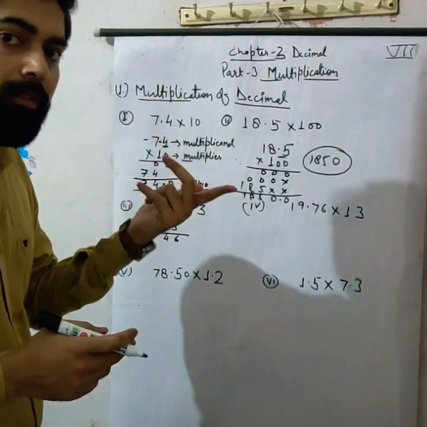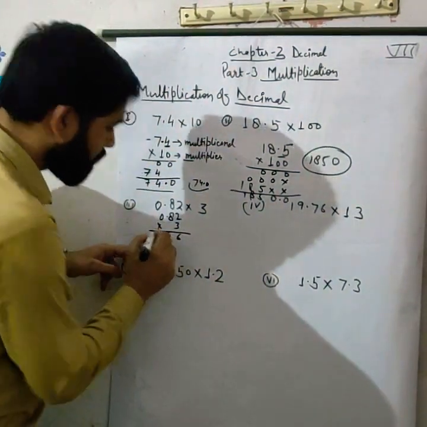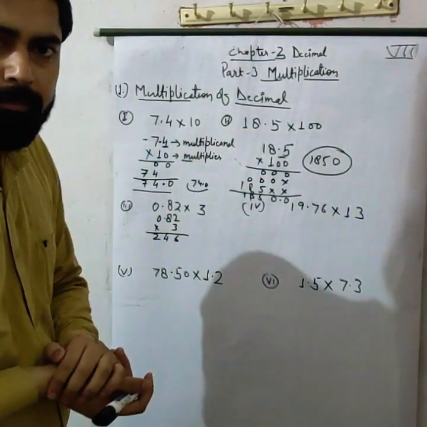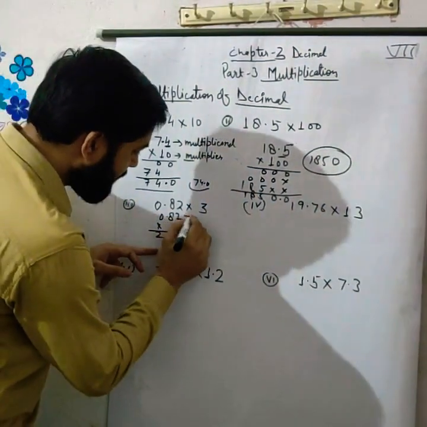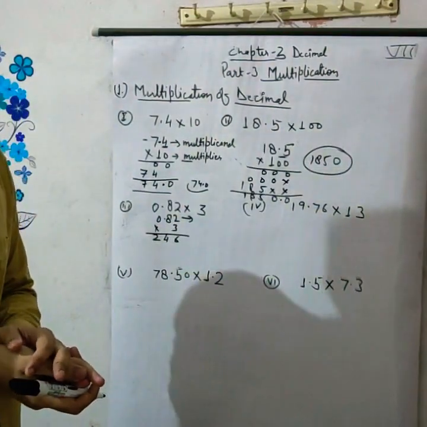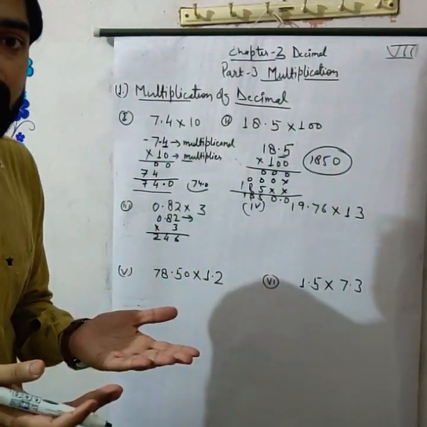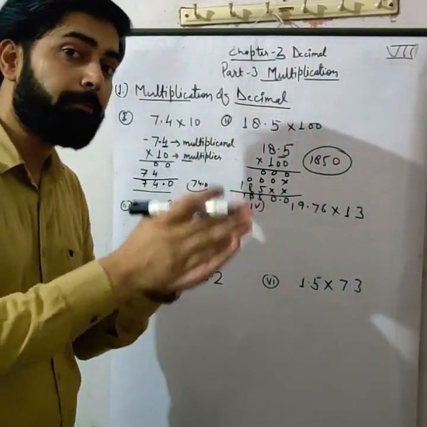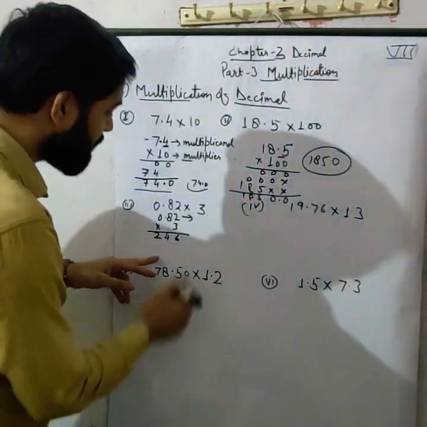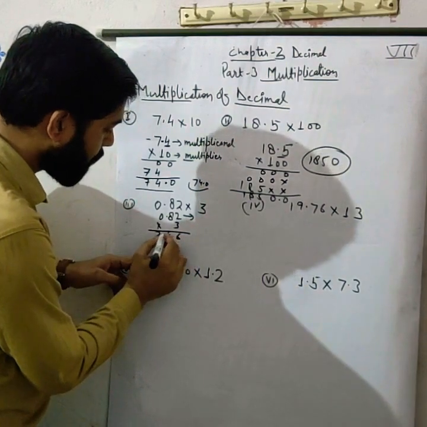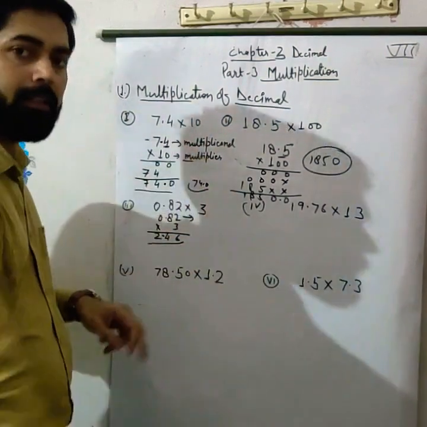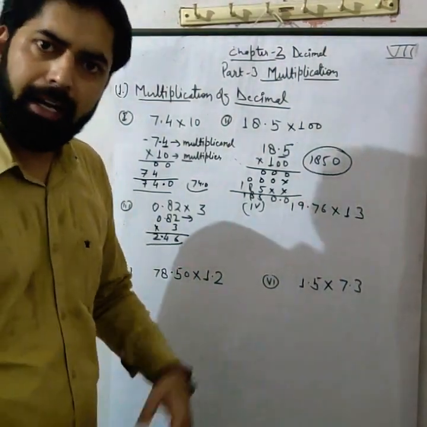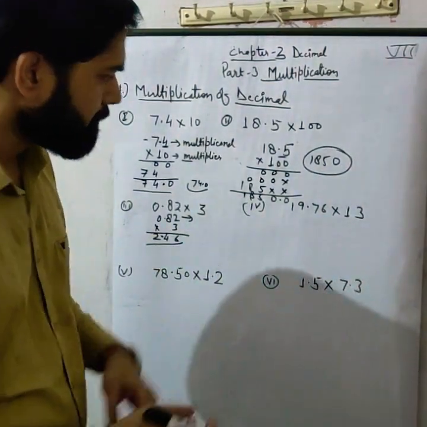3 zeros are 0. And what is there? 2. Finish. Then look at the decimal. Where is the decimal? In the multiplicand, after 2 digits. Then we can use the decimal after the 2 digits in the product from the right hand side. 1 2. Then the answer will be 2.46. Understood?